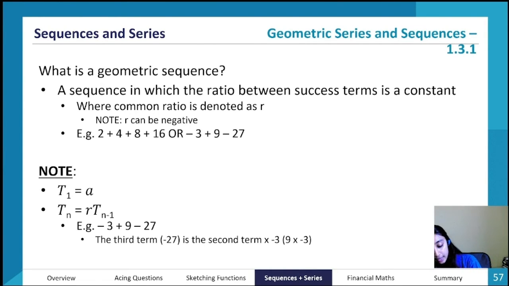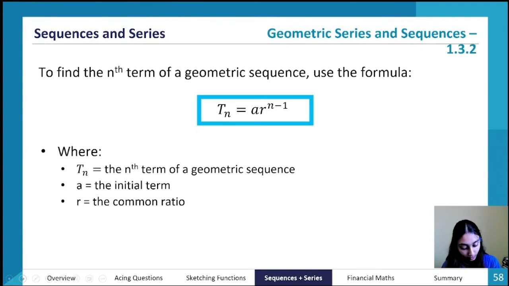Instead, we have a common ratio. So instead of having our d, we have a new variable called r. Apart from that, everything else is about the same. So the new equation for Tn is a times r to the power of n minus 1. a is the first term, r is the common ratio, and n is the number of terms.